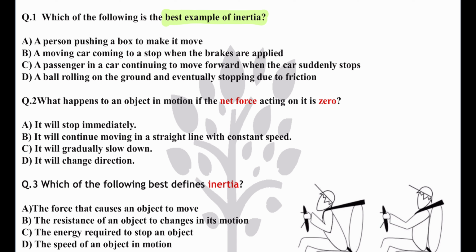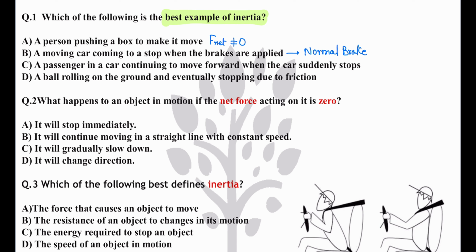A person pushing a box. Okay, if I push, it will move. So can I say F net is not equal to 0? A moving car coming to stop when the brakes are applied. Okay, he's not applying sudden brakes, normal brakes. Normal brake.